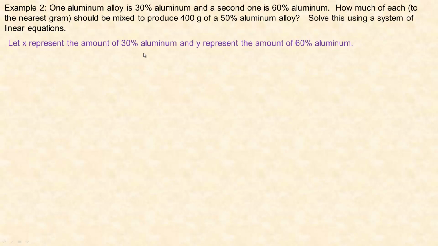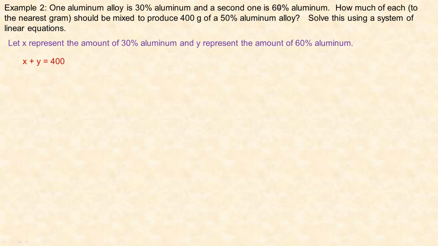Now, just like the last example, one equation is the total amount: the two amounts that we're adding together have to add to 400 grams. We couldn't, for example, take 100 grams of this and 150 grams of this and expect to get 400. The two numbers that we're adding have to equal 400. So you have to have 400 in your final product. That's the total amount equation. Now notice we haven't talked about the percentages at all yet. That's what the second equation is about.